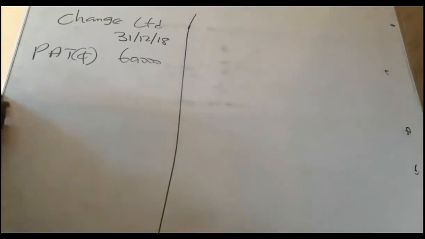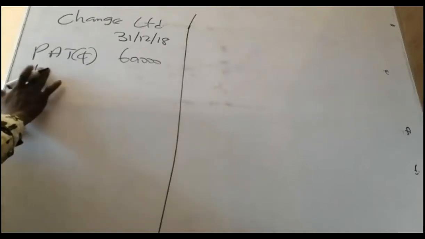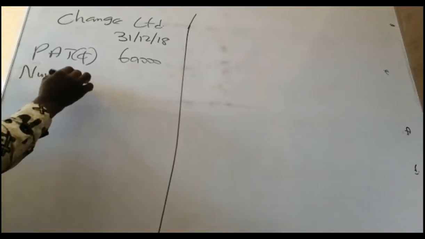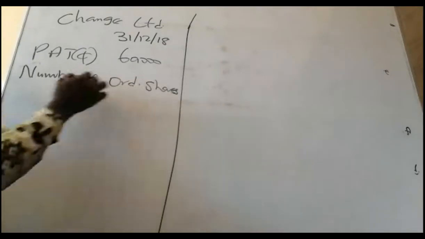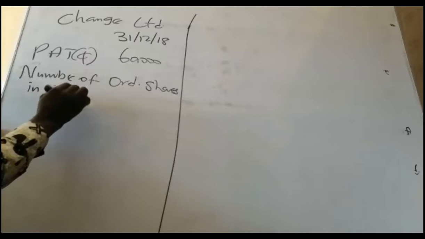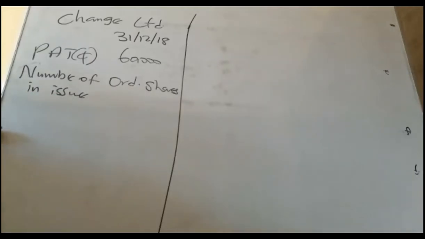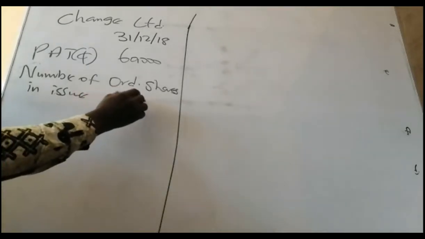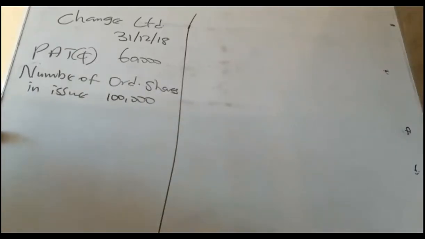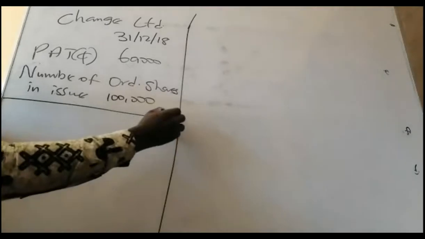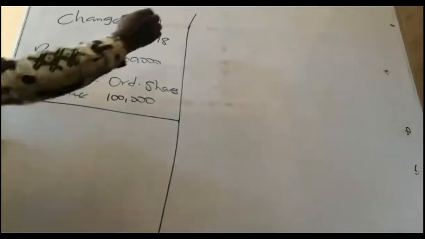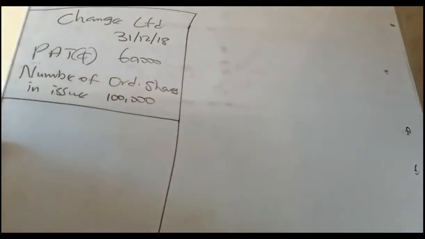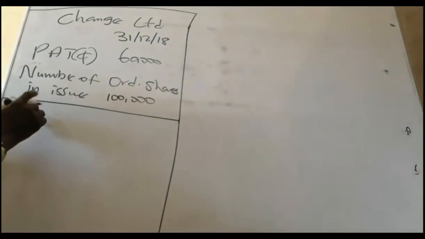The number of ordinary shares in issue amounting to, let's say, 100,000 shares. Good. So that's the number of shares in issue. Okay. The following transaction is irrelevant, but we don't do trouble things. Extract from the financial statement is as follows.